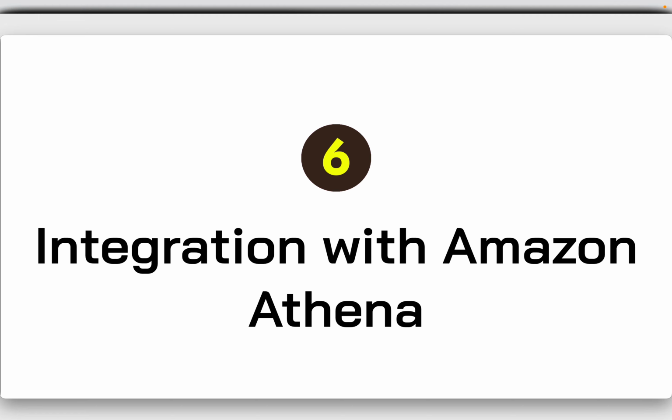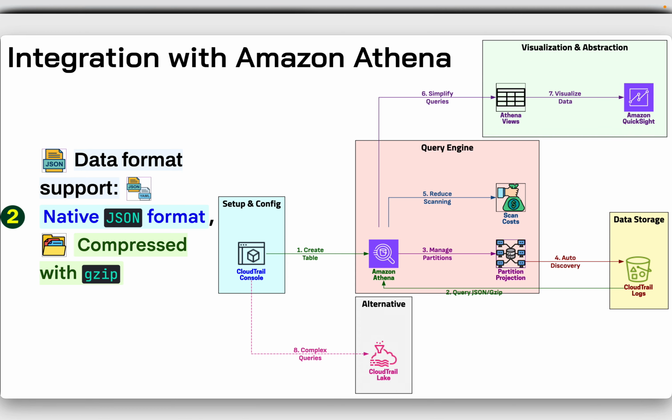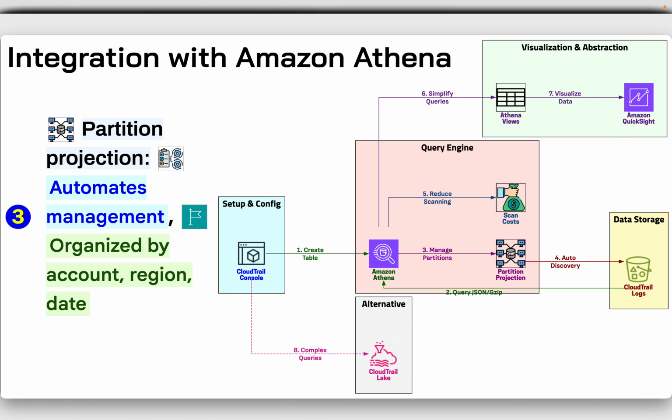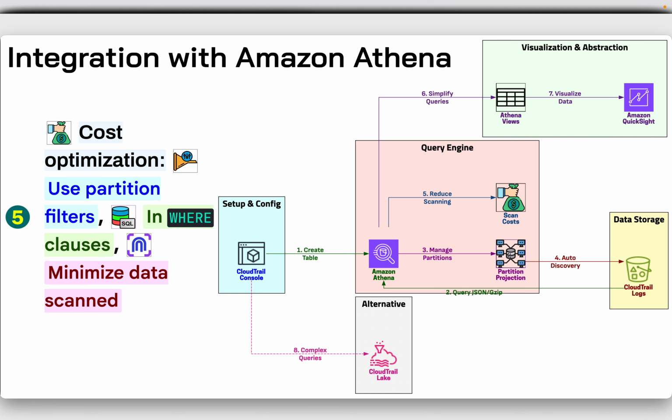Sixth topic is integration with Amazon Athena. Amazon Athena can query CloudTrail logs stored in S3 using standard SQL syntax. Athena queries CloudTrail logs in their native JSON format compressed with gzip. Using partition projection, it automatically matches partitions by account, region, and date. Partition projection eliminates the need to manually add partitions as new log files arrive.